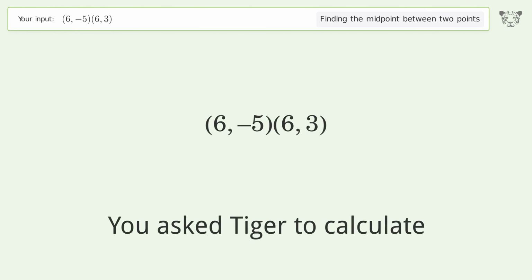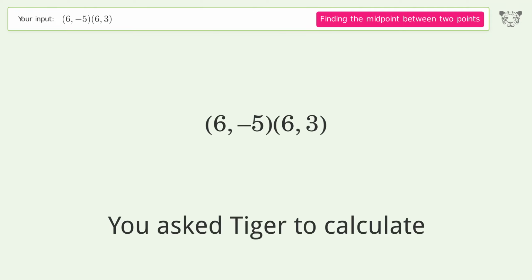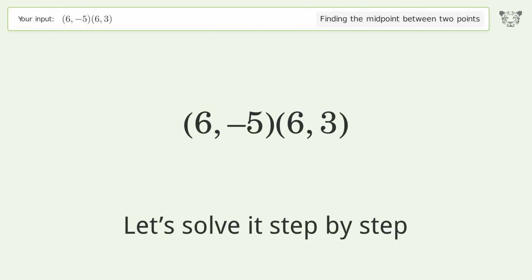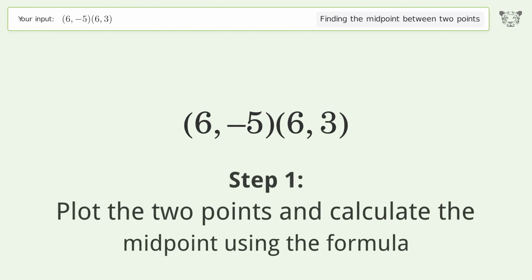You ask Tiger to calculate. This deals with finding the midpoint between 2 points. The midpoint between the 2 points is 6, -1. Let's solve it step by step. Plot the 2 points and calculate the midpoint using the formula.